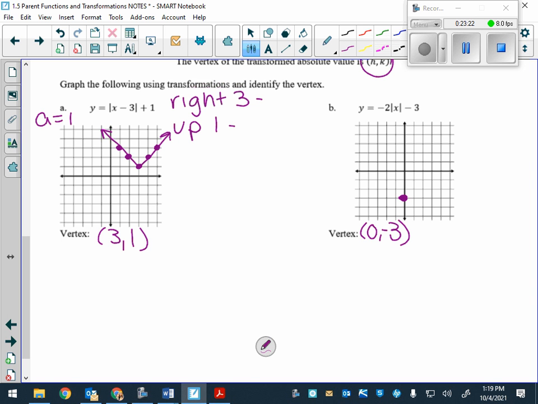Now, what transformations are happening here? Who could, let's see. Jackson, can you give me one? Down 3, good. Okay. Sabrine, can you give me another?